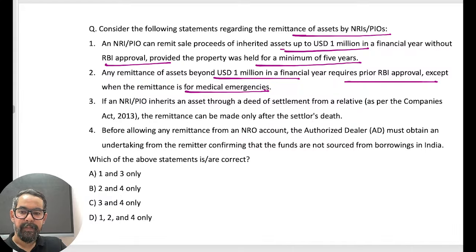Remittance of assets above 1 million in a financial year requires approval, except remittances in medical emergencies. It is not आपका, it is for all. If the remittance is more than 1 million USD, it should be in all cases. These two should be wrong.